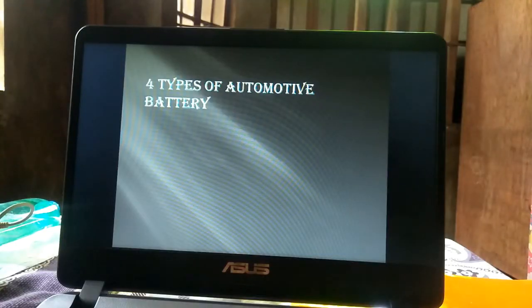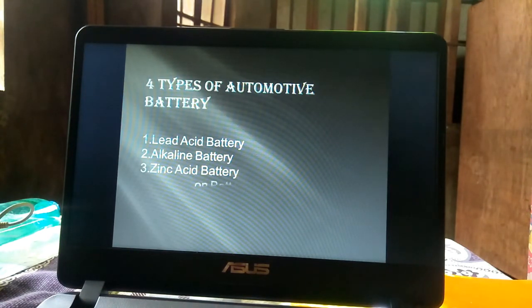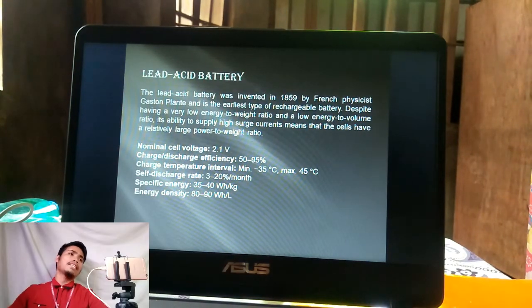So these are the four types of automotive battery. First, lead acid battery. Second, alkaline battery. Third, zinc acid battery. And fourth, lithium ion battery. So what is a lead acid battery?